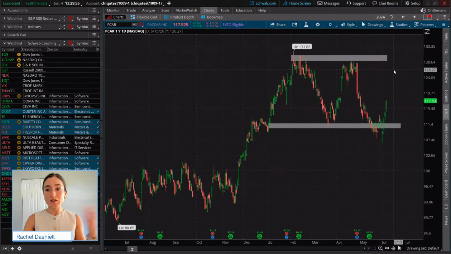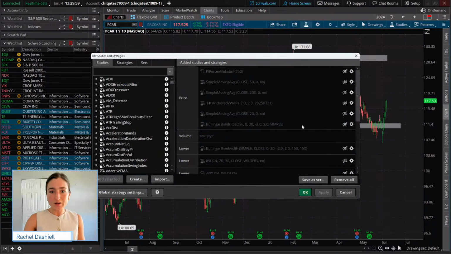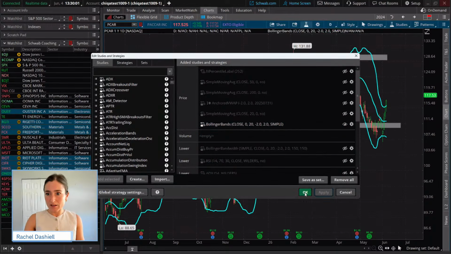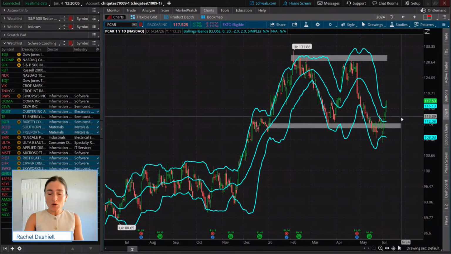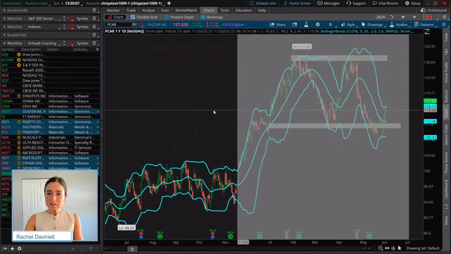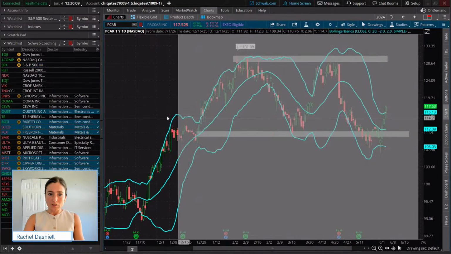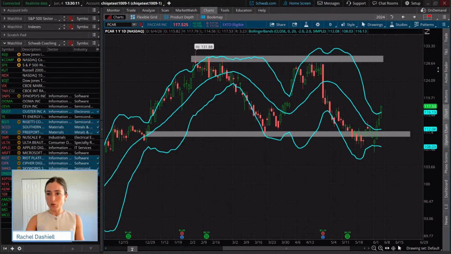So a couple different levels to the upside, but let's do what this class is about and add those Bollinger Bands back in, and let's take a look here. So if you guys notice here, what are you seeing about the slope? So we talked about the slope of the Bollinger Bands.